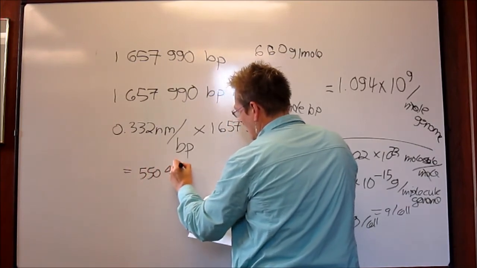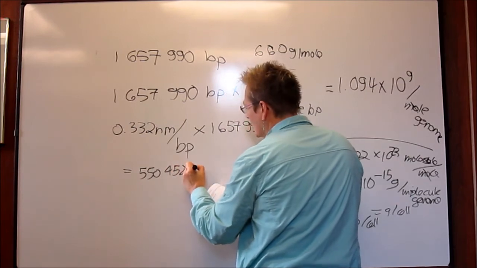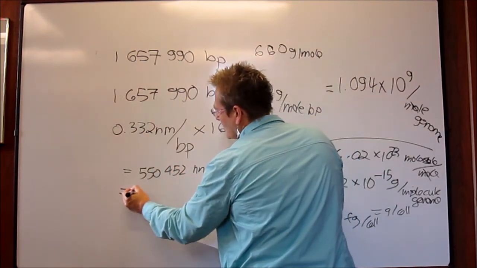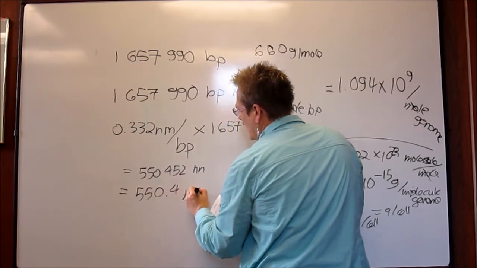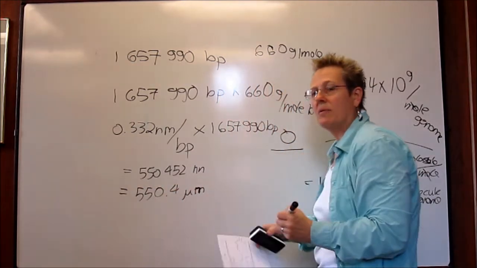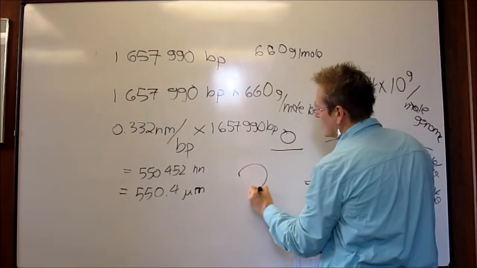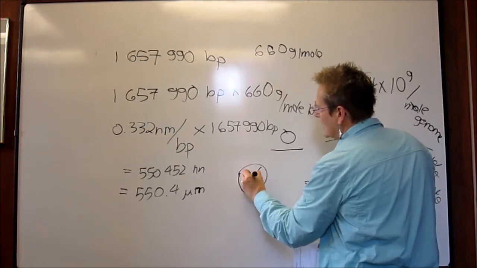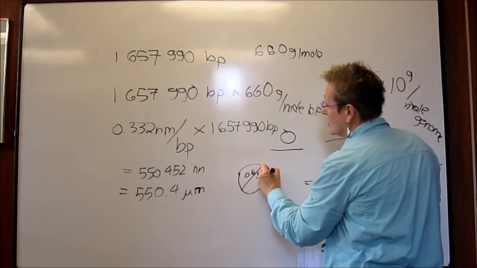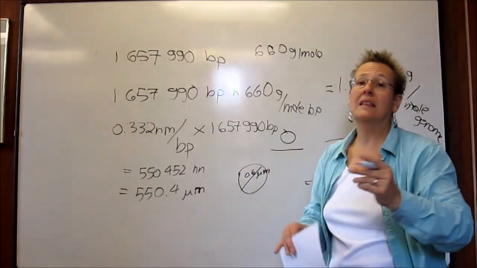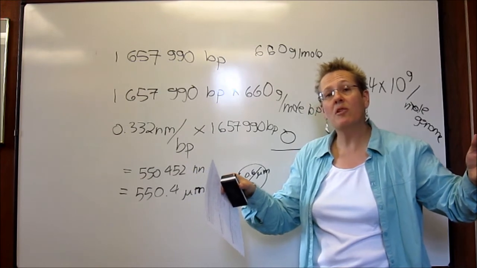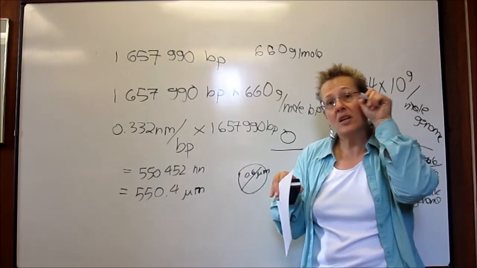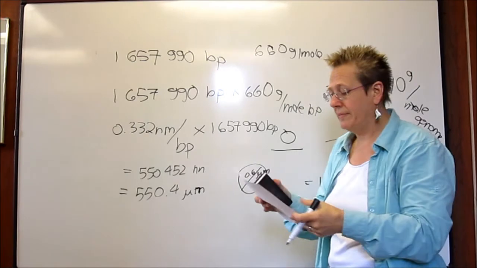and I end up with a length of 550,452 nanometers, which, just for interest's sake, I'll convert to micrometers. Remembering that this Prochlorococcus cell has a diameter of 0.6 micrometers, the length of the piece of DNA is about 1,000 times longer than the diameter of the cell. So you can imagine that it's all spun up in a little tiny ball in there.